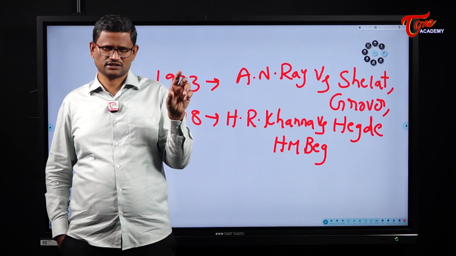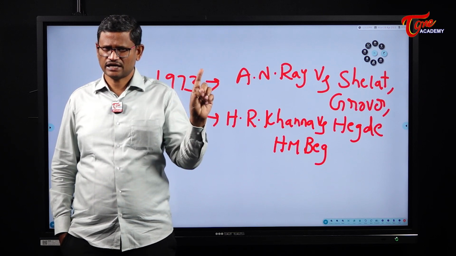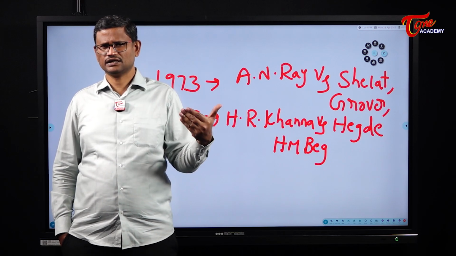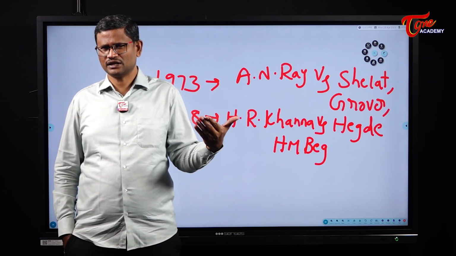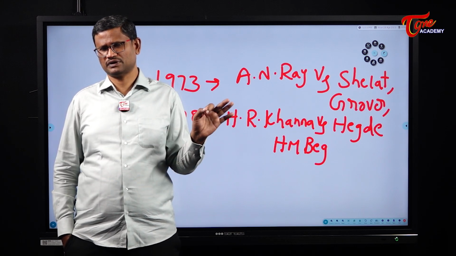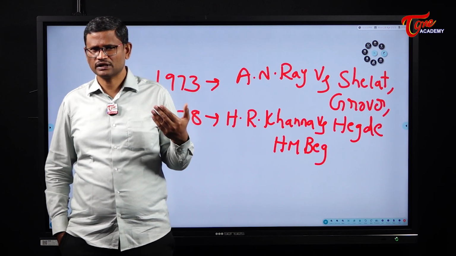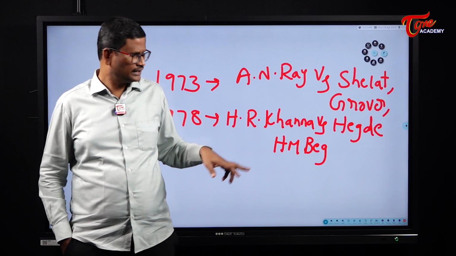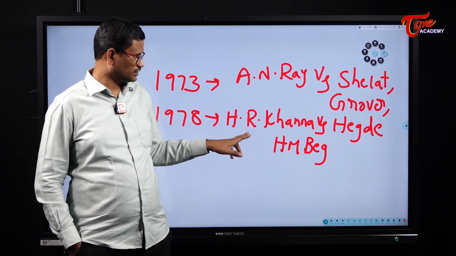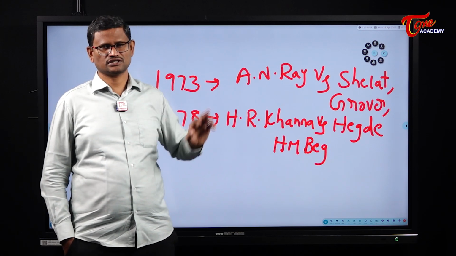Out of the 5 judges who decided the ADM Jabalpur case, one of them was H.R. Khanna. H.R. Khanna gave a dissenting judgment. He said that the fundamental rights guaranteed by Article 20 and 21 are very important. They cannot be suspended at any point of time, even during national emergency. So the Union government again did not like this judgment. That's why H.R. Khanna was not considered for the office of the Chief Justice of India. Instead, his junior Beg was made the Chief Justice of India.